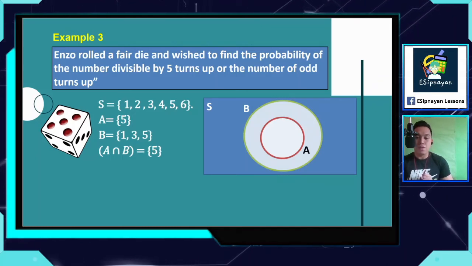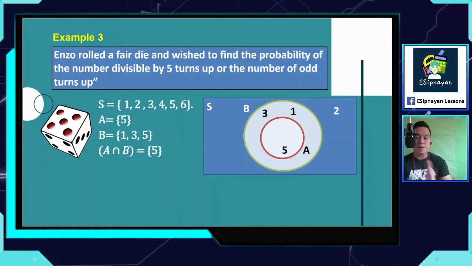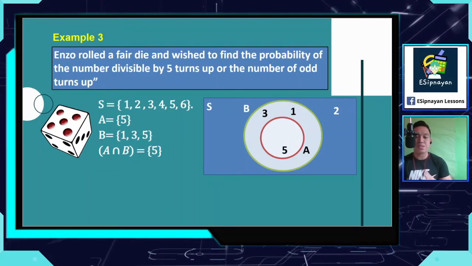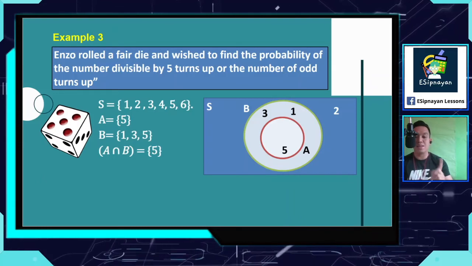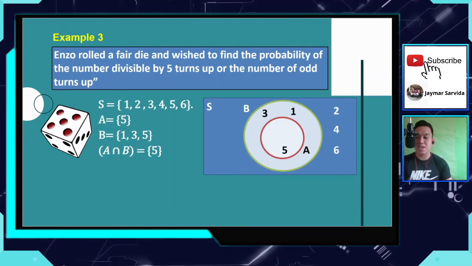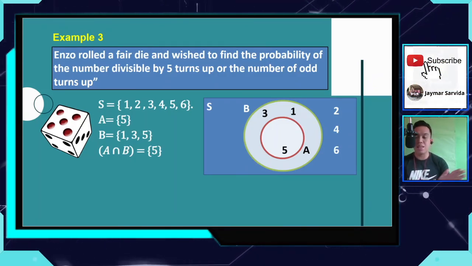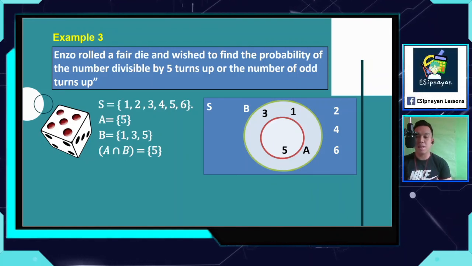Okay, so, yung elements ni B is 1, 3. Ito yung mga elements na wala kay A. At yung common naman na elements sa kanilang dalawa ay 5. Okay? So, gamitin na natin ulit yung ating formula kanina. Pero, identify muna natin yung mga elements sa ating sample space na wala sa ating dalawang event. So, nariyan ang 2, 4, at saka 6. So, ito yung mga elements na wala sa ating dalawang event. So, nasa labas sila ng ating dalawang circle. Gagamitin naman natin ngayon yung ating formula.